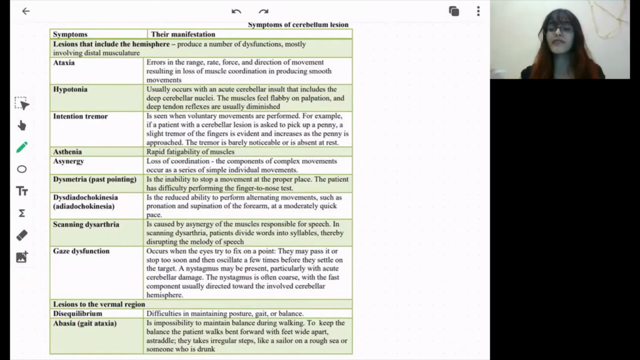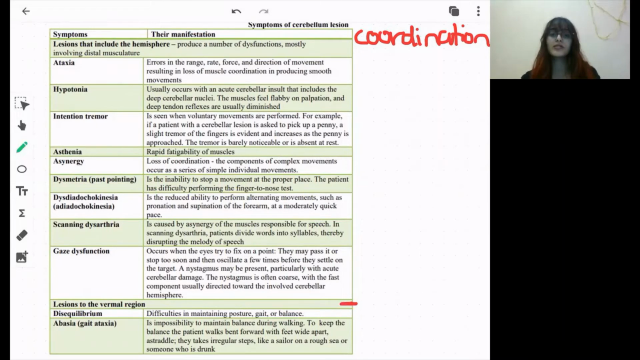The most important function of cerebellum is actually the coordination of the body parts. We can also look at the function of cerebellum by looking at the symptoms in cerebellum degeneration or cerebellum injury. In lesions to the vermal region, which I told you is responsible for the balance, if this region is damaged or injured, there will be disequilibrium or gait ataxia, because the person cannot keep balance and he walks in a strange way.